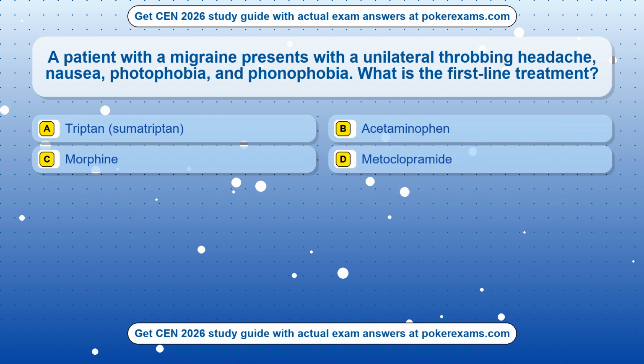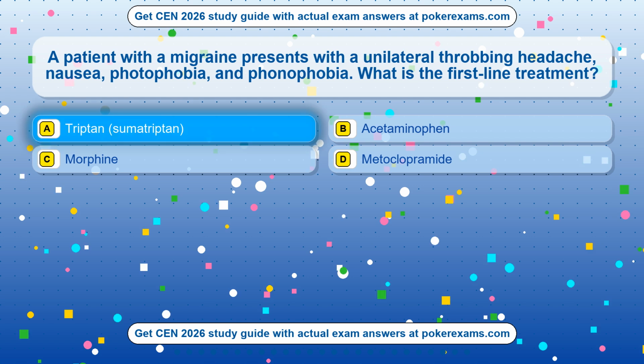Question 15. A patient with a migraine presents with a unilateral throbbing headache, nausea, photophobia, and phonophobia. What is the first-line treatment? Option A. Triptan, sumatriptan. Option B. Acetaminophen. Option C. Morphine. Option D. Metoclopramide. The correct answer is option A. Triptan, sumatriptan.